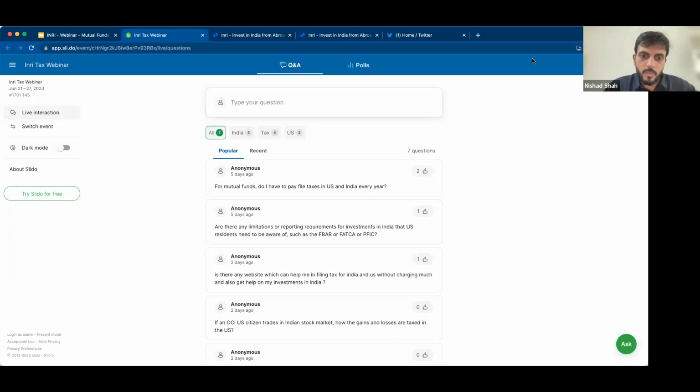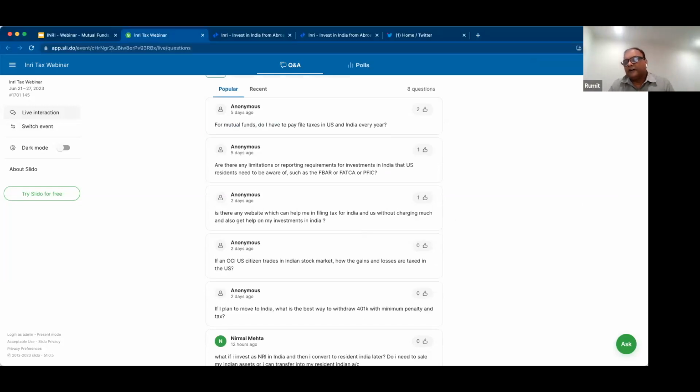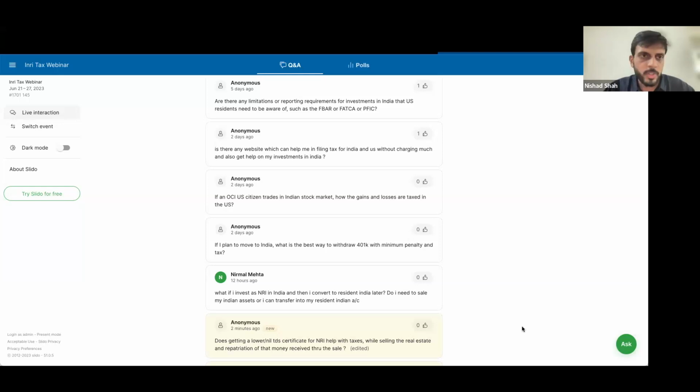If an OCI US citizen trades in Indian stock market, how are the gains and losses taxed in the US? I think we discussed that, right? When we covered the capital gains for the stocks. Same question. Long-term indexation is not allowed for the US tax purposes. I think that is what we covered. We'll circulate a recording of this webinar after the event, so you can also refer to the stock section for that.